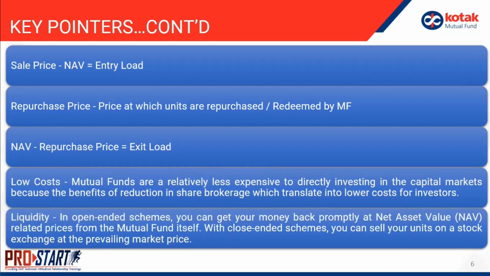Liquidity: in open-ended schemes, you get your money back promptly at the NAV related prices from the mutual fund itself. With close-ended schemes, you can sell your units on the stock exchange at prevailing market prices. Here, there won't be any further transactions with the mutual fund itself. If you require the money, if you want liquidity, you will have to sell it on the stock exchange to some other buyer.